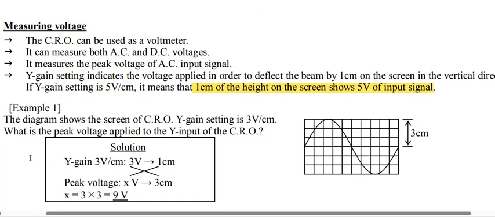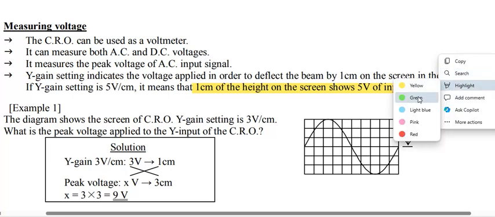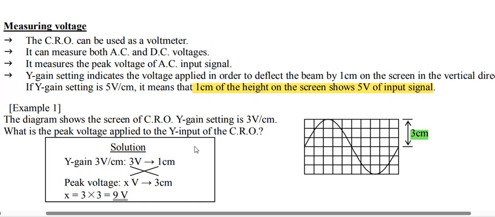So for example, if we have 5 V/cm, meaning 5 volts per centimeter, this means that every 1 centimeter is 5 volts. For example, we are told that the diagram shows the screen of the CRO, the diagram I'm highlighting in green. There we have 3 centimeters. The Y gain setting is 3 V/cm. The question is, what is the peak voltage applied to the Y input of the CRO?